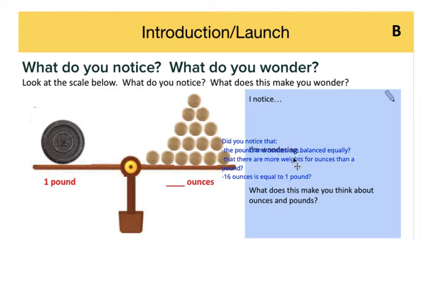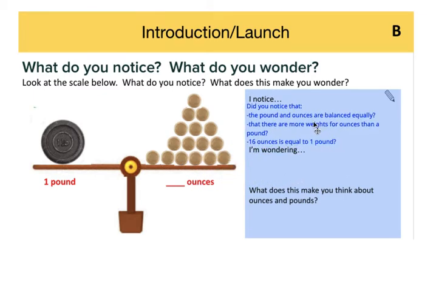So what did you notice? Did you notice that the pound and ounces are balanced equally on this scale? Did you notice that there are more weights for ounces than the pound? Maybe you saw like 16 little weights there. Did you notice that 16 ounces is equal to 1 pound? Remember on the previous slide, we had 1 pound and 1 ounce. Here we have 16 ounces.